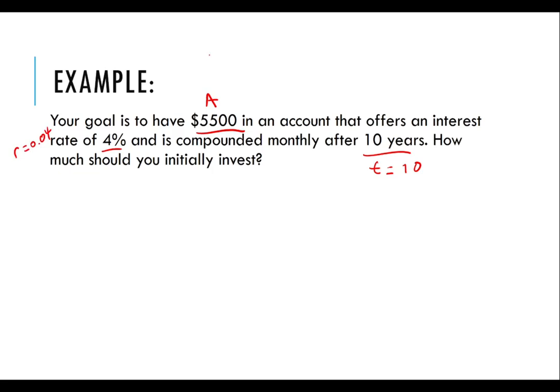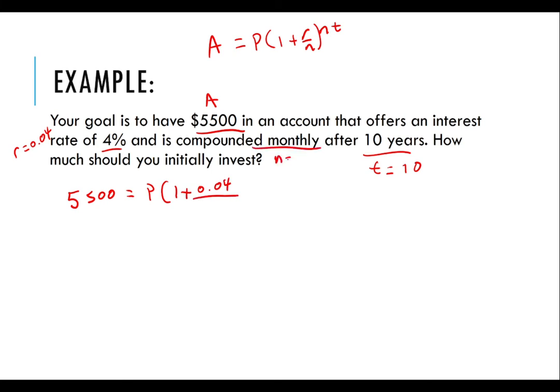Well, since our formula was A is equal to P times 1 plus r over n raised to the nt, plug in what we have, and then we probably have an equation we need to solve. So that is 5,500 is equal to, we don't know the principal, times 1 plus r is 0.04 divided by n, compounded monthly means n is 12, raised to the 12 times 10 power. Alright, so now we need to solve this. Well, we're just solving for P.